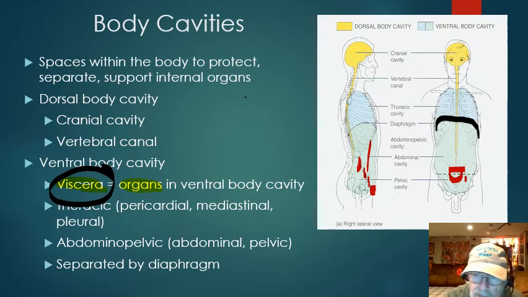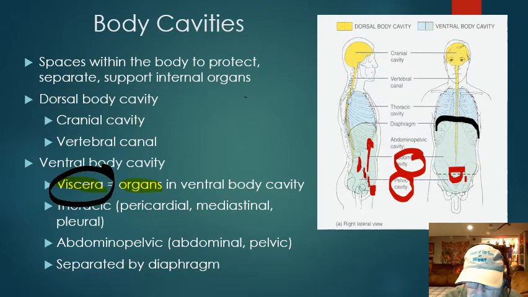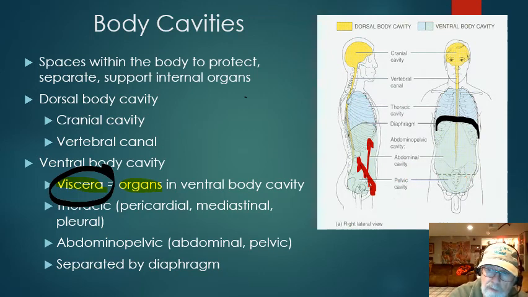Everything above that imaginary line is called the abdominal cavity. Everything below that imaginary line is called the pelvic cavity. There's not really a membrane that divides the abdominal cavity from the pelvic cavity, but basically just an arbitrary line that divides the two. That's what the abdominal pelvic cavity is.